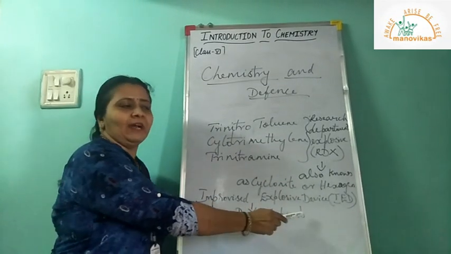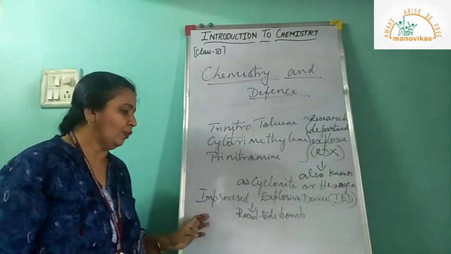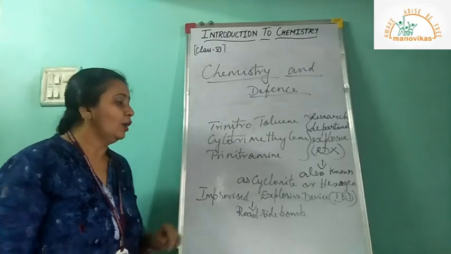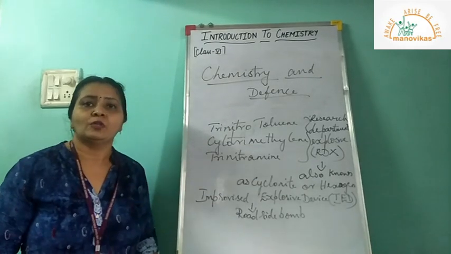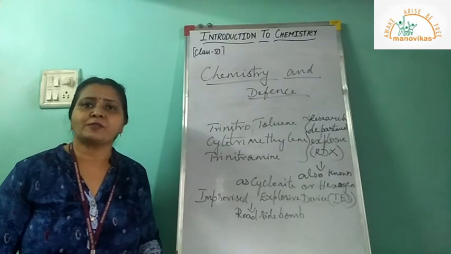Improvised explosive device, that is IED. This is mainly used or commonly used as a roadside bomb. So these are the examples for explosives.